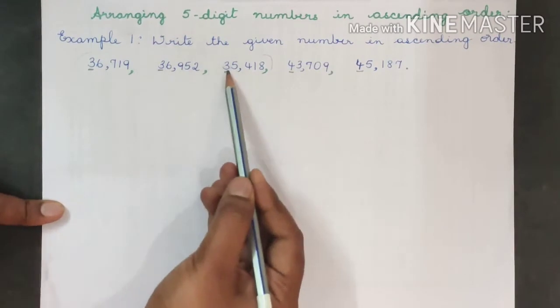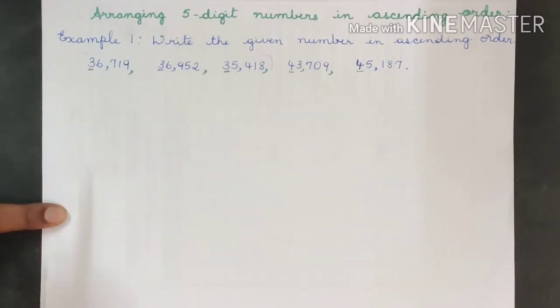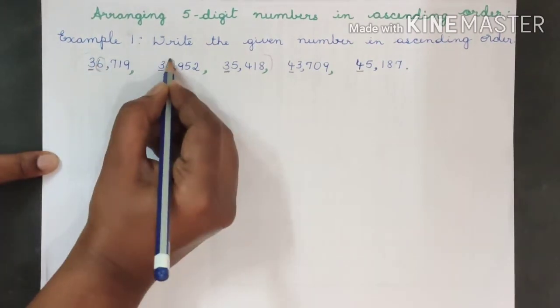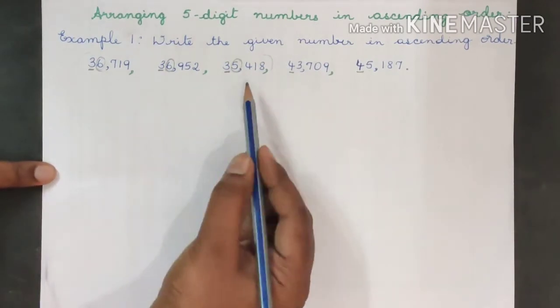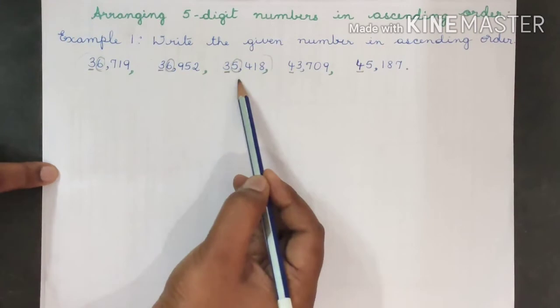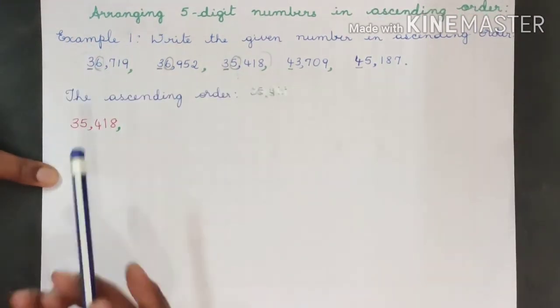So here 10,000s are same. If the 10,000s are same, we have to compare the digits in thousands place. Here we have 6 in thousands place, 6 in thousands place and 5 in thousands place. That means this is the smallest number. Let us write this number first. Now let us compare the remaining numbers.